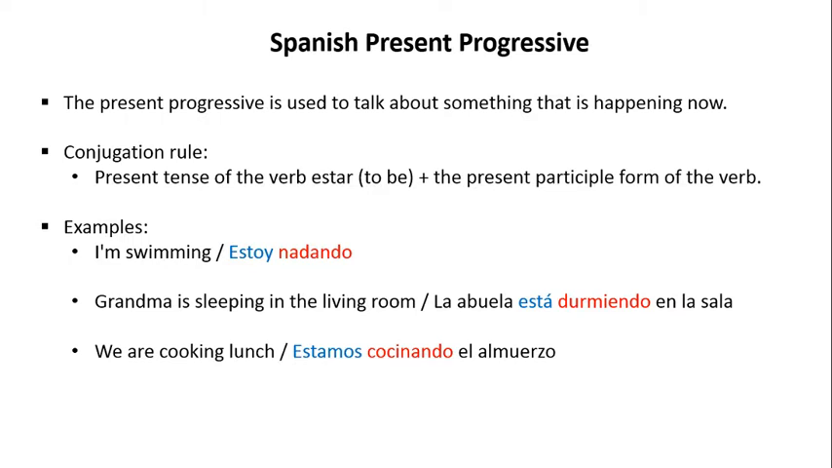Now let's get more detail on the Spanish present progressive tense. The present progressive is used to talk about something that is happening now. The conjugation rule is we use the present tense of the verb estar plus the present participle form of the verb. Examples are, I'm swimming. Estoy nadando. Grandma is sleeping in the living room. La abuela está durmiendo en la sala. We are cooking lunch. Estamos cocinando el almuerzo.